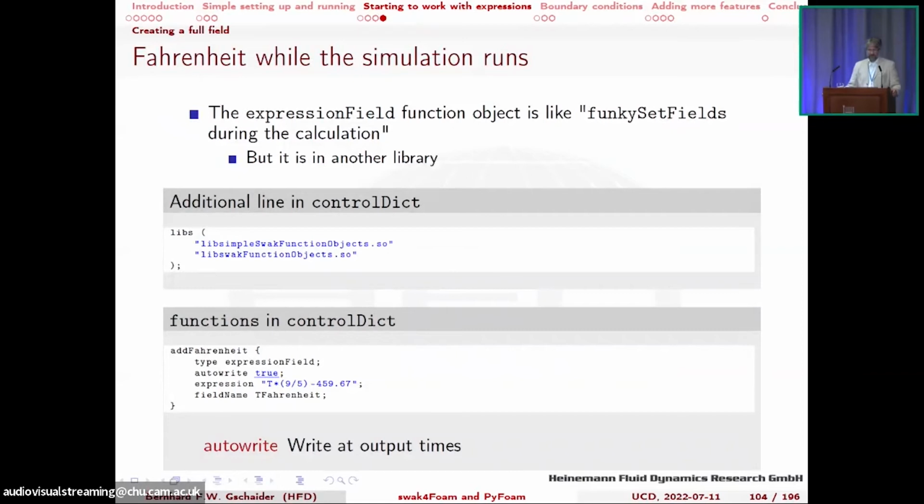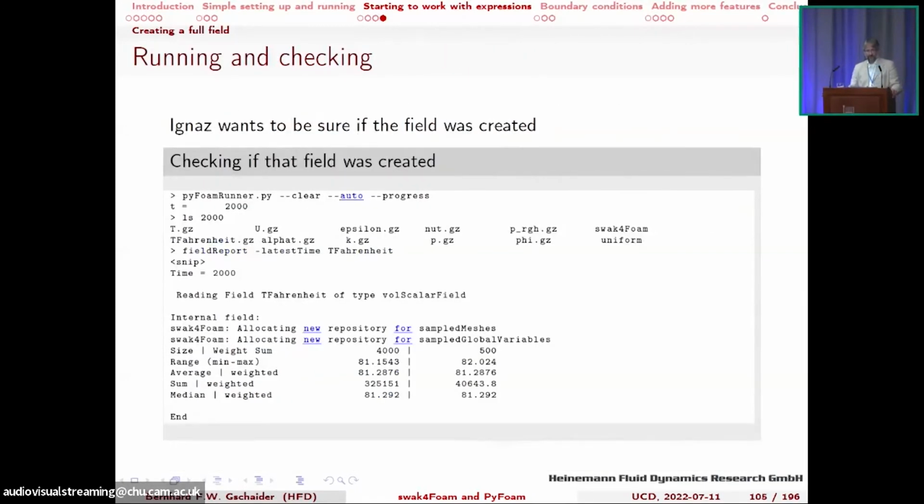Okay, I've only officially got 10 minutes, so I'm going to speed up even more. Another nice function object is expressionField, which basically creates a new field that is there in memory, and for instance can be automatically written out. So basically at every time step it calculates the Fahrenheit and automatically writes out the Fahrenheit fields, either for post-processing afterwards or for being used by another swak function object.